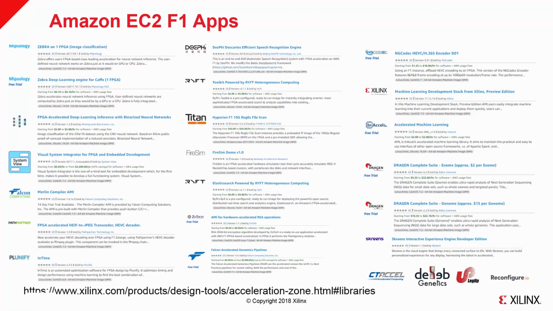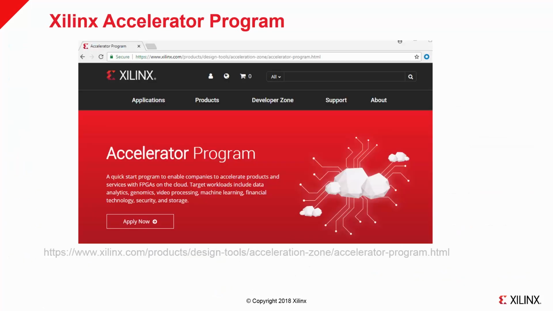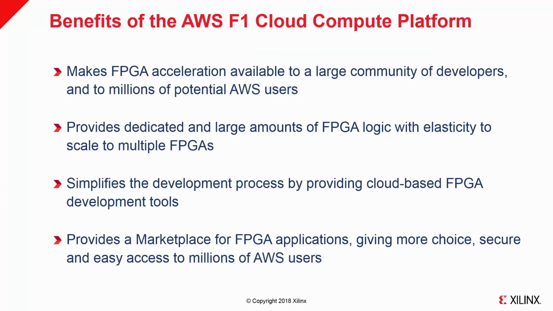Here are a number of the F1 accelerated applications in the AWS Marketplace. On the bottom of the slide is a hyperlink to more F1 apps and libraries. The Xilinx Accelerator program is for organizations that are building FPGA-accelerated products or services in the cloud. The program offers partners technical support and access to co-marketing and financing opportunities.